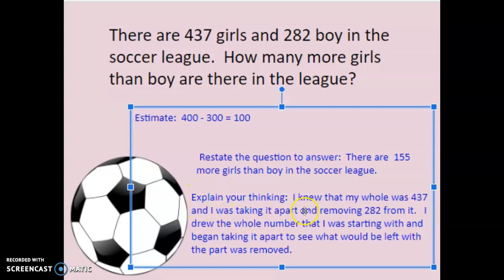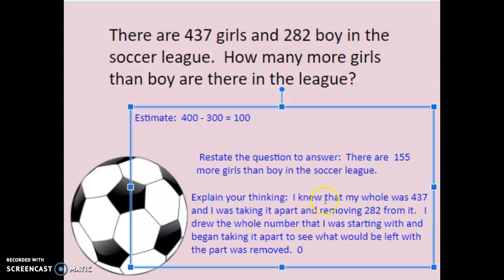And then I'm going to explain my thinking. When it asks you to explain, you're just going to explain exactly your thinking about the problem. What did you think about it, and how did you go about solving it? Everybody thinks a little bit differently about numbers. When we see numbers, we break them apart differently. We may use different strategies for that particular problem. So here's where you're just going to explain exactly what your thinking was and what you did.